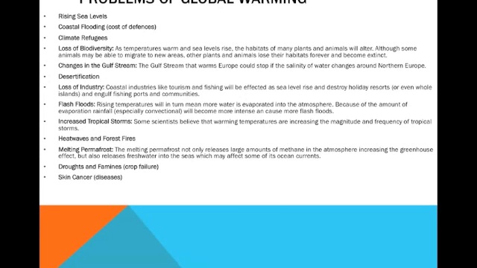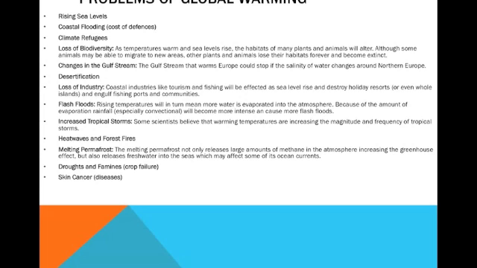If it gets too hot, too dry, then places may become deserts. Also, loss of industry. Coastal industries like tourism and fishing will be affected as sea levels rise and destroy holiday resorts, even just islands, and engulf fishing ports and communities.